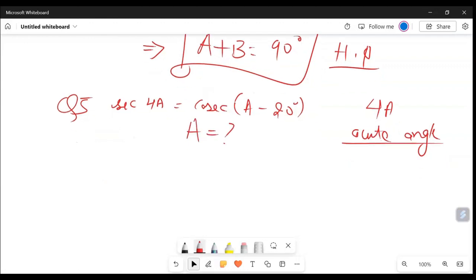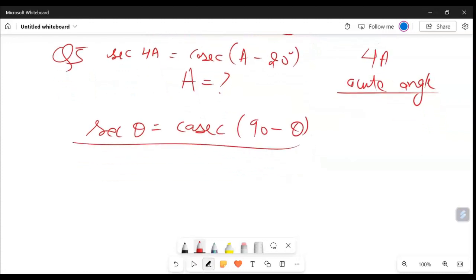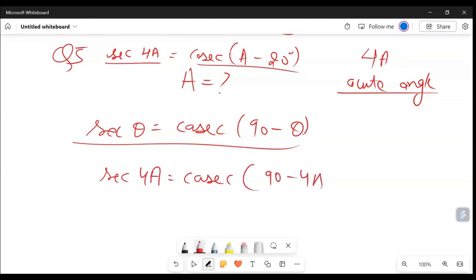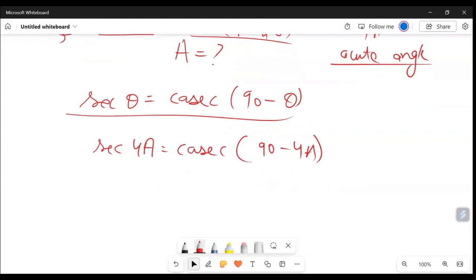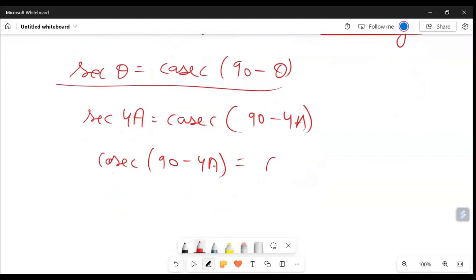Since this is less than 90 degree, we can apply the formulas like sec and cosec changing. So by applying the formula, we know that sec theta is what? Cosec 90 minus theta. So by applying this formula, what we can do here, sec 4A can be written as what? Cosec 90 minus 4A. And by using the first question, sec 4A is also equal to cosec A minus 20. So we can write down like that, is equal to cosec A minus 20.